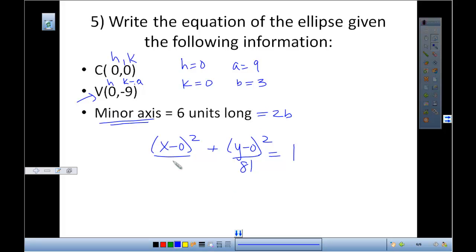That means that b squared, our minor axis, is going to go underneath the x coordinate. So this is going to be 9. And again, you can leave this as x squared over 9 plus y squared over 81 equals 1.